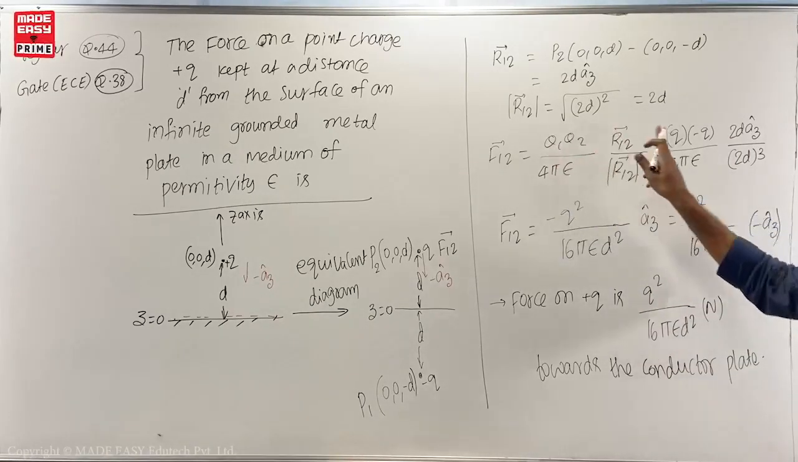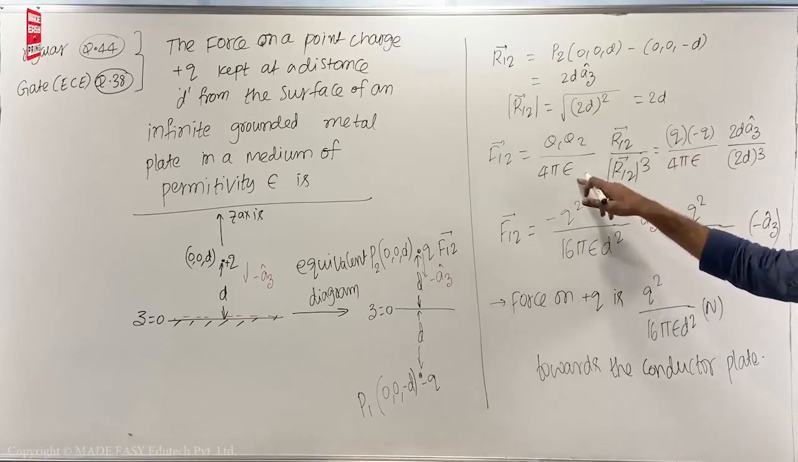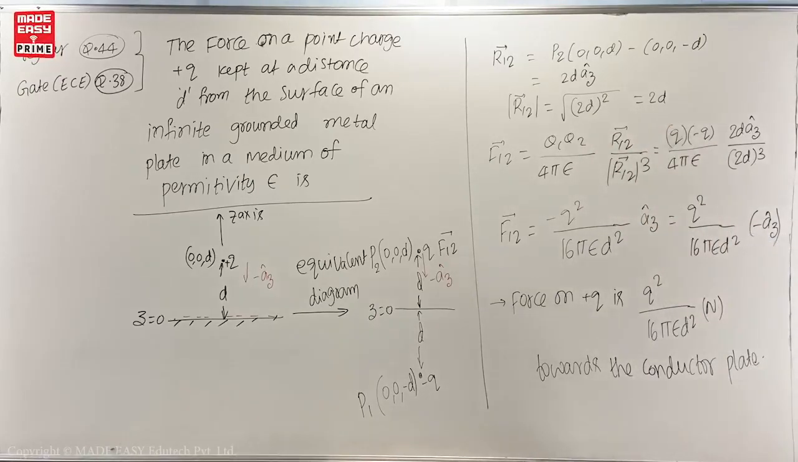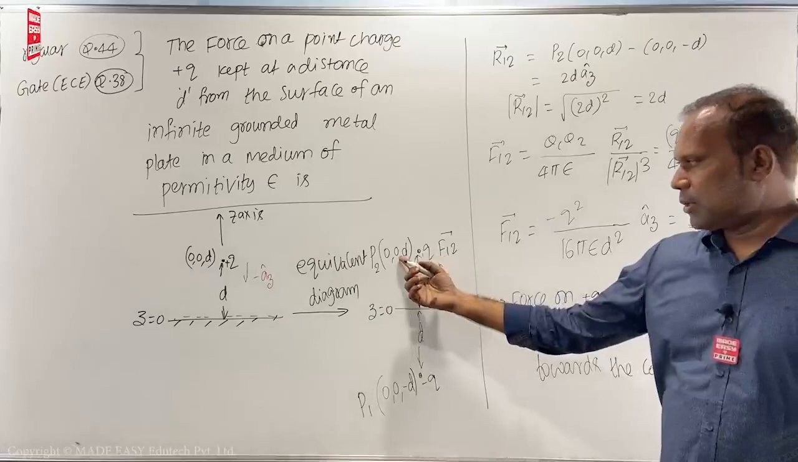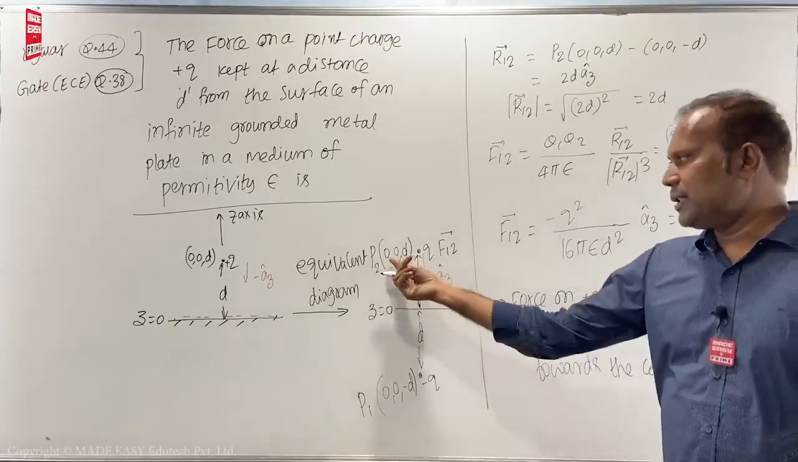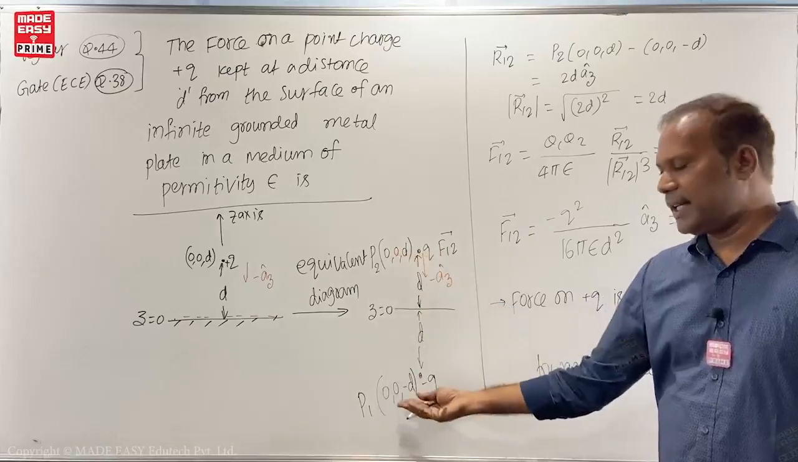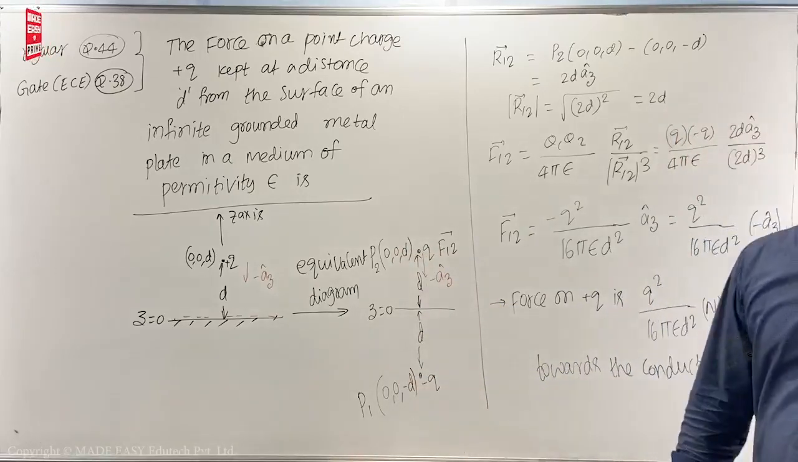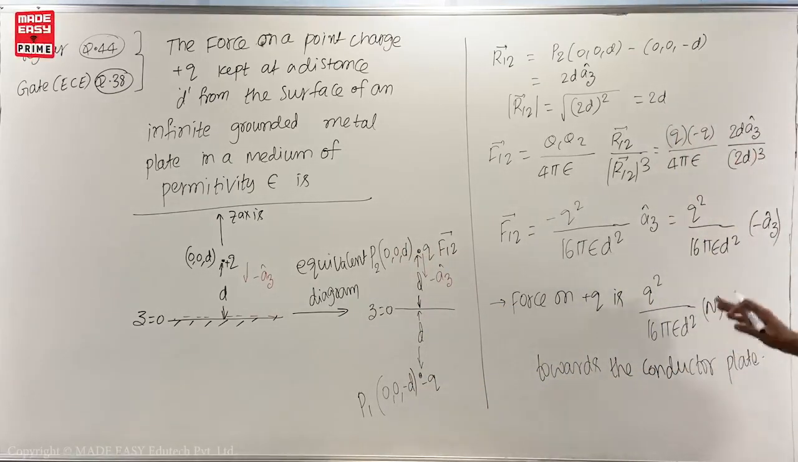So first charge is plus q, second charge is minus q, divided by 4 pi epsilon. Then R12 bar is this one minus this one. No need to put the diagrams and all. You know that anyway, if this is at (0,0,d) distance, automatically it is at (0,0,-d) distance. Directly you come to this step, then you will get this one. You can tick mark that.